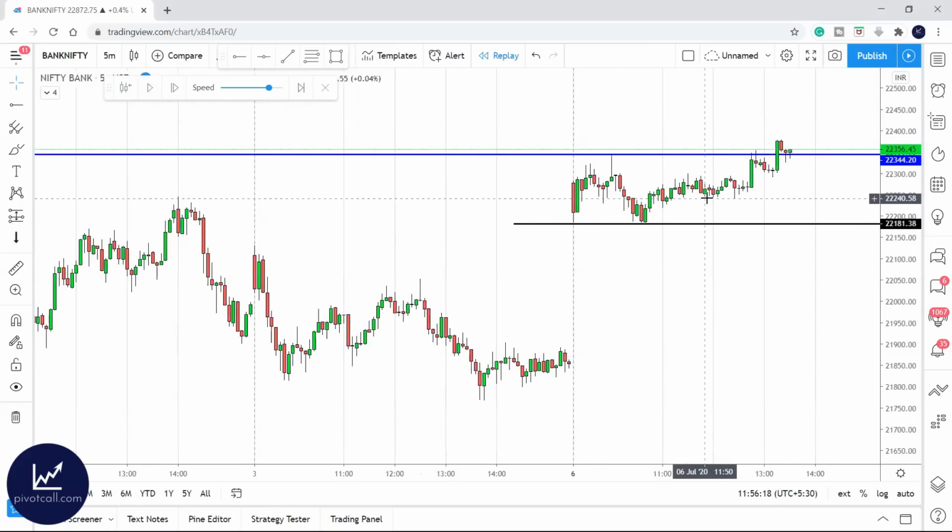Okay, this is a breakout, right? Why is this a breakout? Because the candle successfully closed above that blue line. So what you will do is go for a long trade, right? You will go long, and where I said, you will keep the stop loss here.